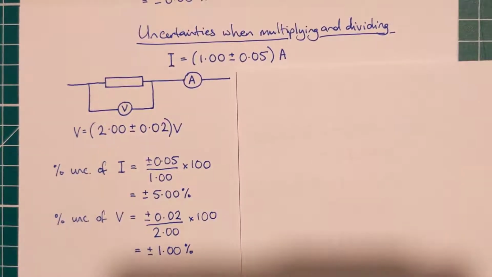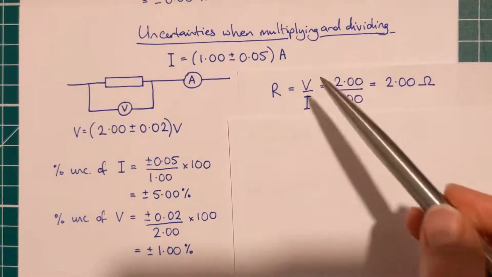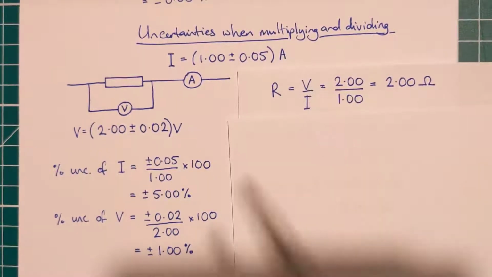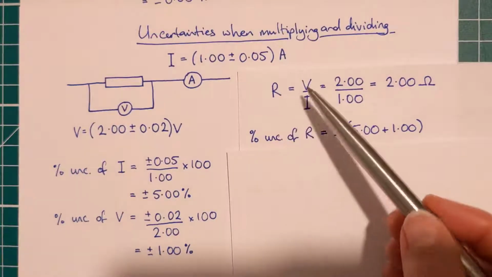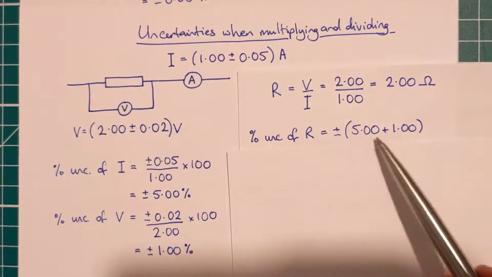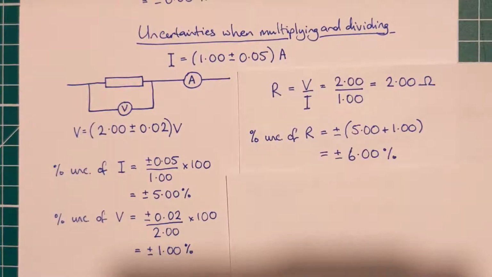I'm also going to calculate the resistance of the resistor, and so I get 2 ohms. Now, it doesn't matter whether I'm multiplying or dividing my quantities, I still add the percentage uncertainties. So here we go again, the percentage uncertainty of R, because we're dividing, we add the percentage uncertainties of V and I. So again, plus or minus 6%.